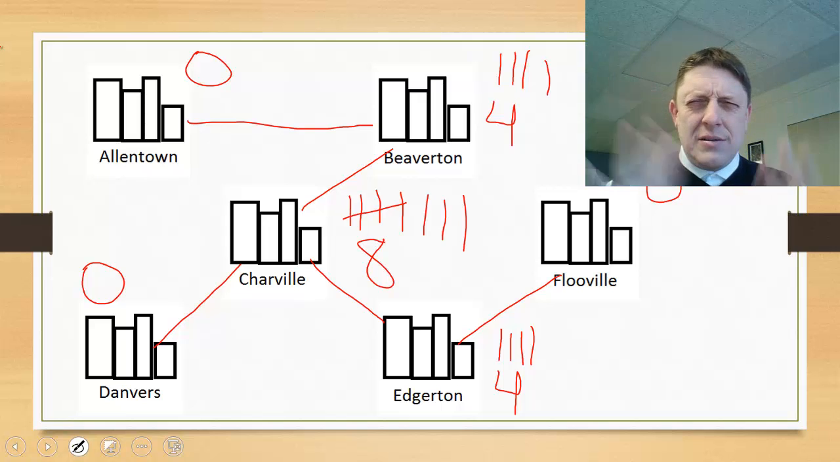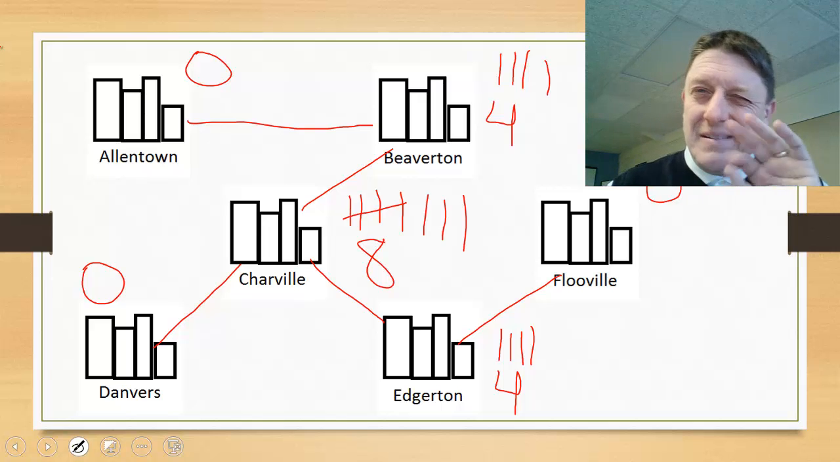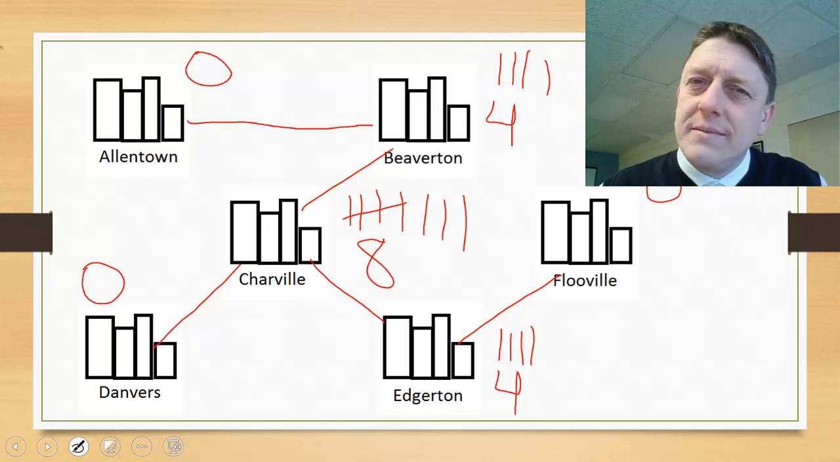That's really, at its simplest, all there is to betweenness centrality. But, of course, there are sometimes wrinkles.